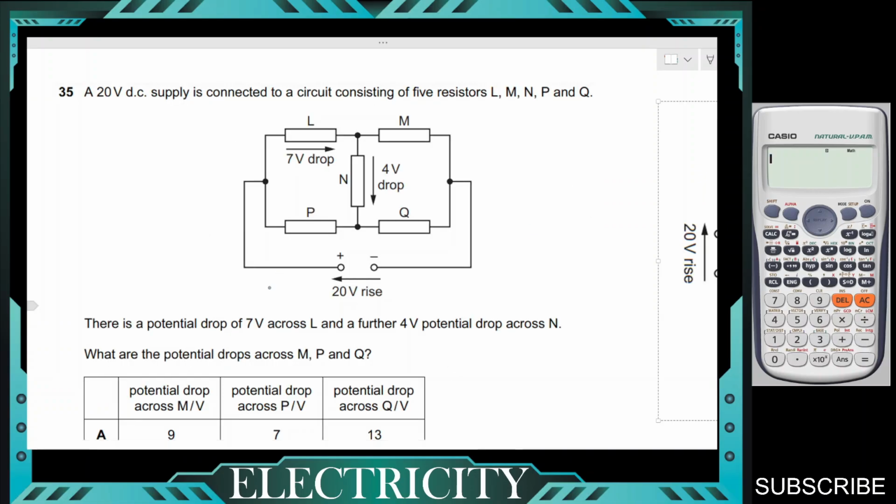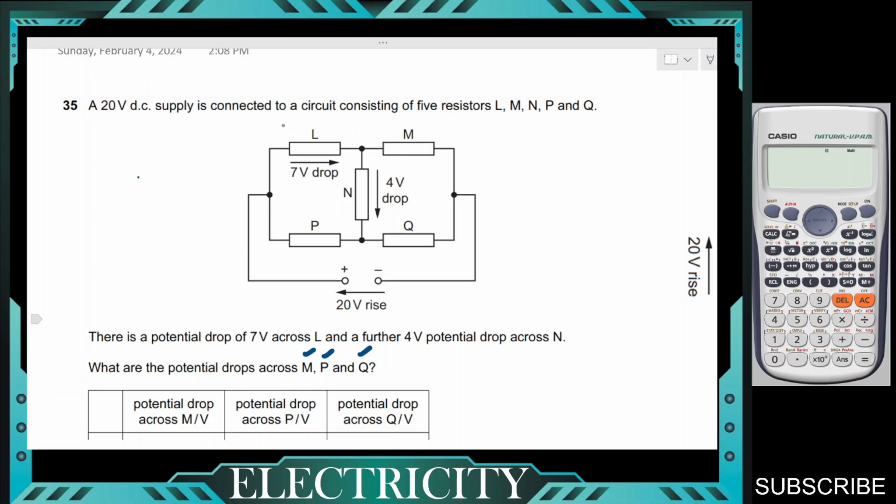We need to answer for the potential drops at the point M and then point P and then point Q. How much potential would be dropped at those points needs to be answered. So let us start off with the potential drop across M.